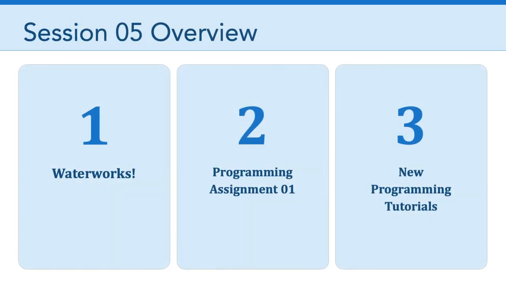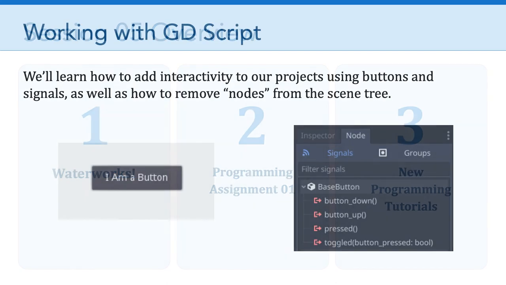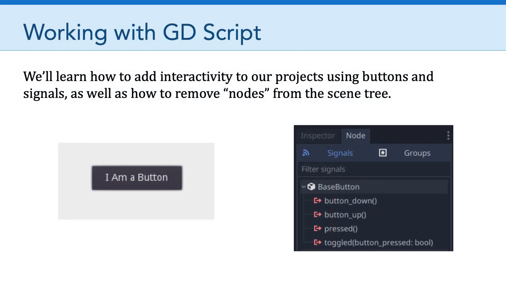Okay, in the last minute, I just want to talk about this week's programming tutorials. This week, we're going to talk about how to add interactivity to our projects, and we're going to do this by using buttons and something called signals. You can think of signals as the lines of communication between all of the objects in your games. In addition, we're also going to learn how to remove nodes from the scene tree. Last week was all about adding nodes to the scene tree, so now we need to study how to remove those nodes when we don't want to see them anymore.